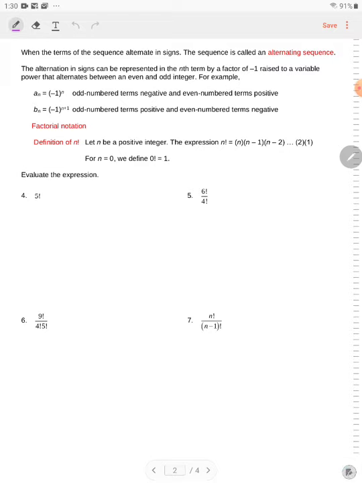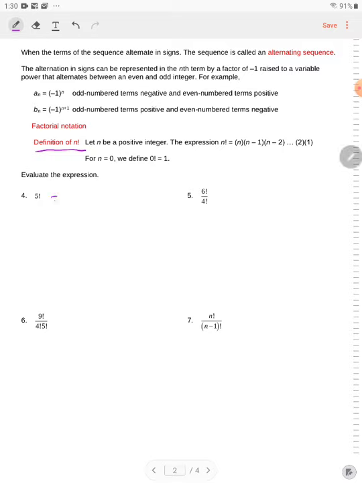Okay, page 2. We also want to look at what are called factorials. The definition of n factorial is a multiplication. You say n times n minus 1 times n minus 2 all the way down to 1. So this is n factorial. This is used in combinations and permutations. And you'll see it again when you take probability and statistics.